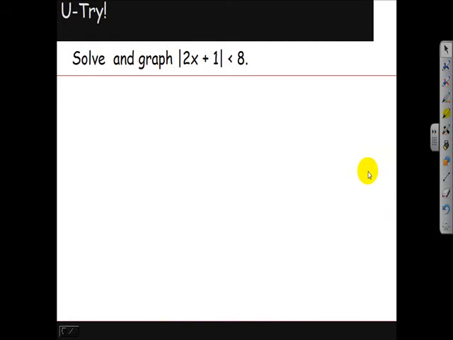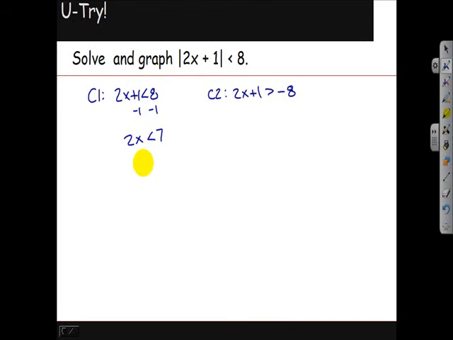Try this one. Watch out for the less than. Okay, what I would do, I've just busted into 2 cases right now. I've got 2x plus 1 is less than 8. And I've got case 2, 2x plus 1, switch the sign, is greater than, and change the sign, negative 8. Here we'll subtract 1 from both sides. 2x is less than 7 and divide by 2. X is less than 7 halves.